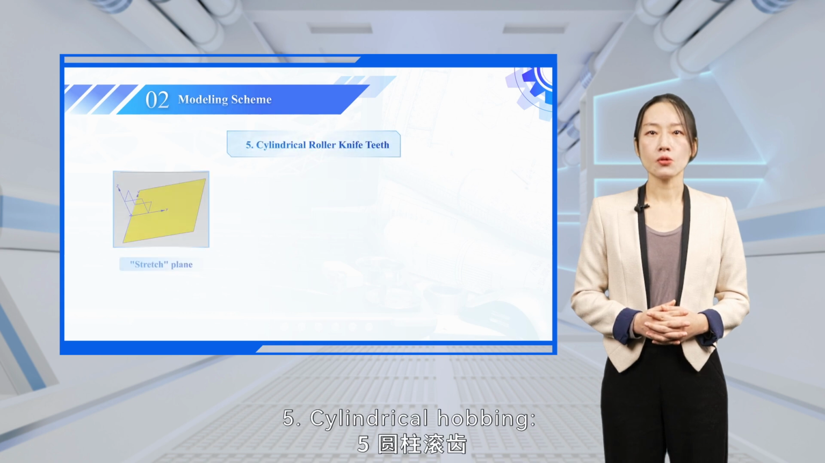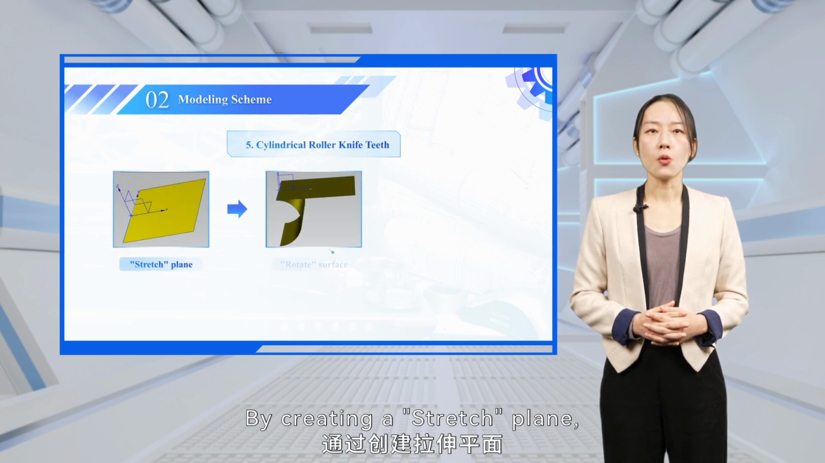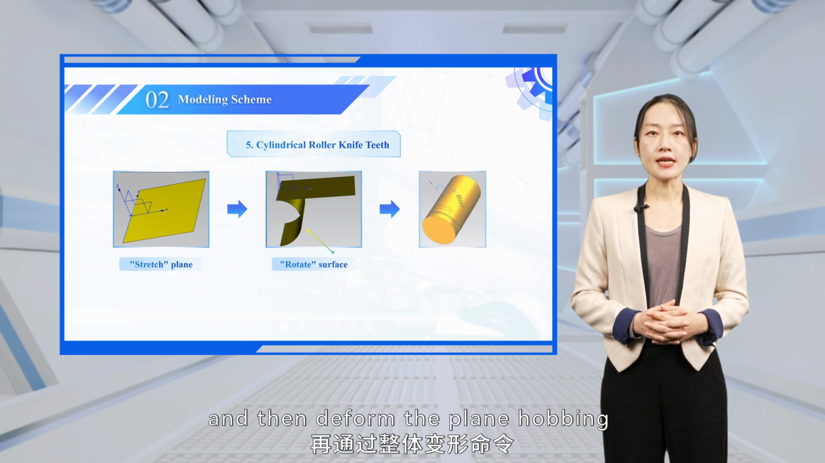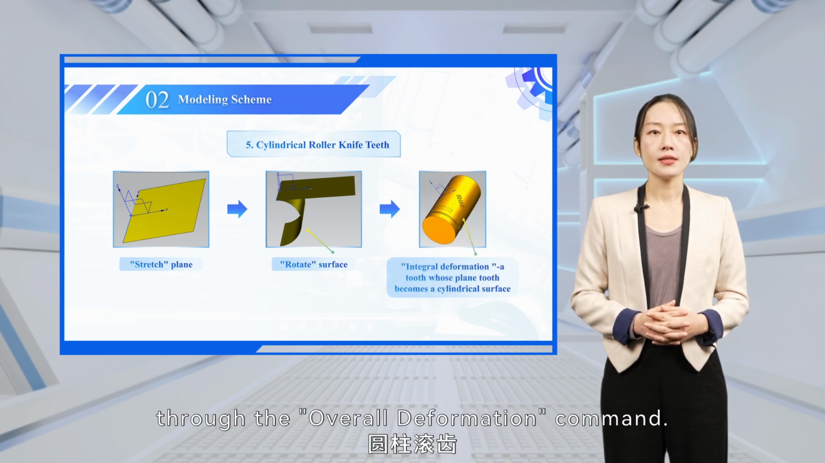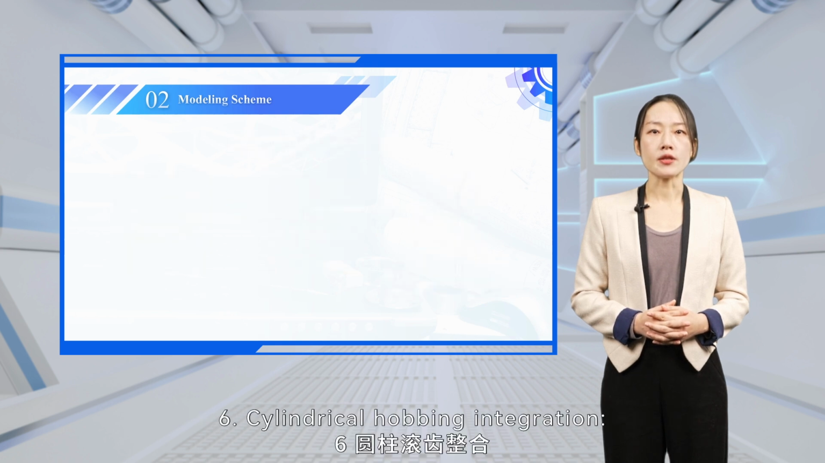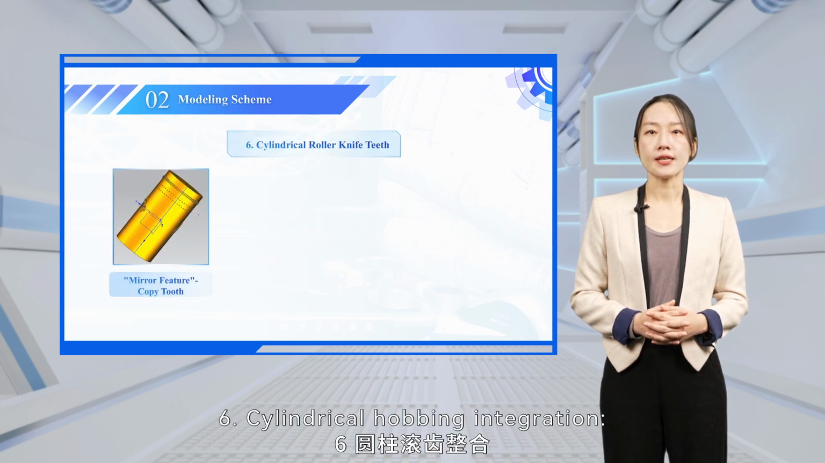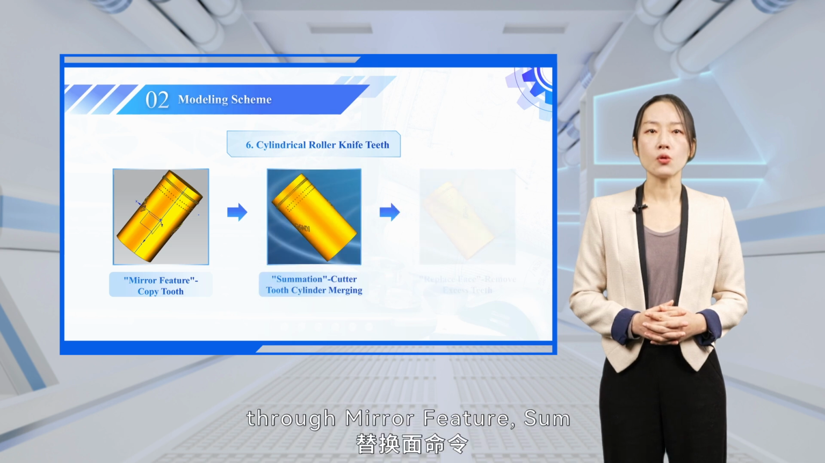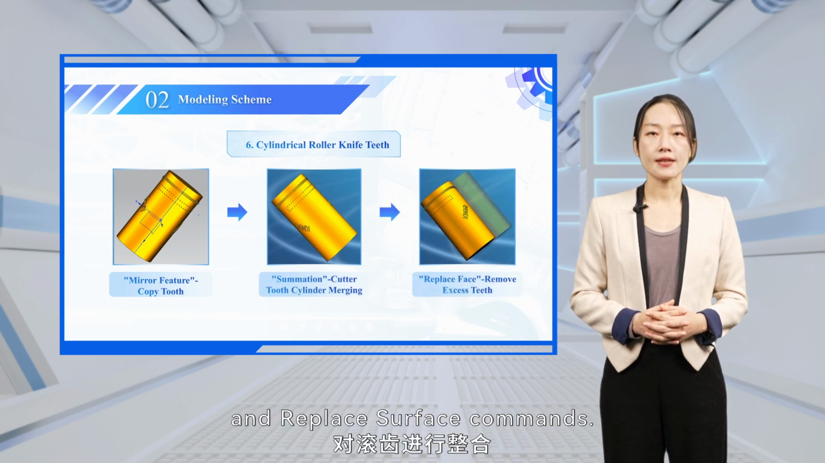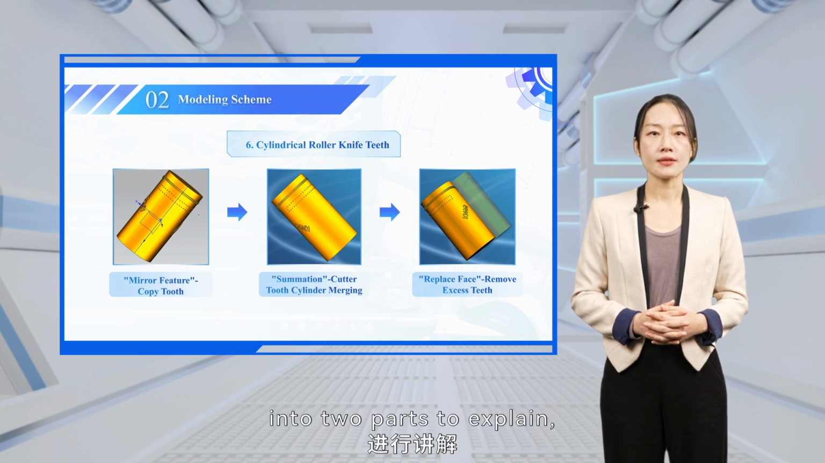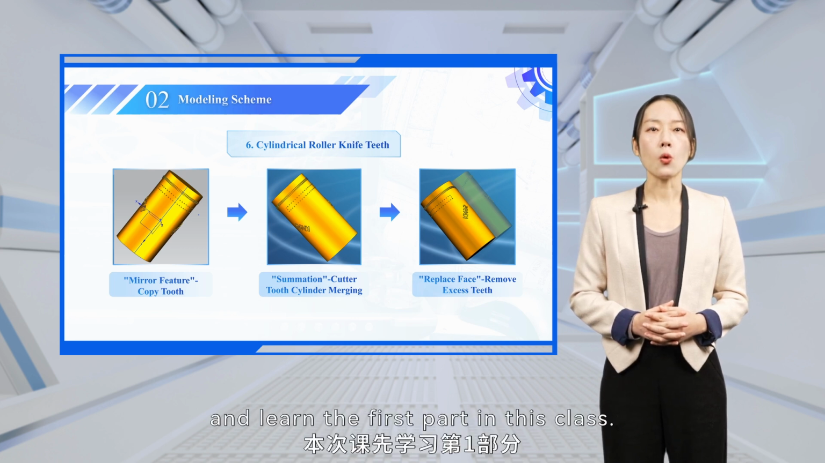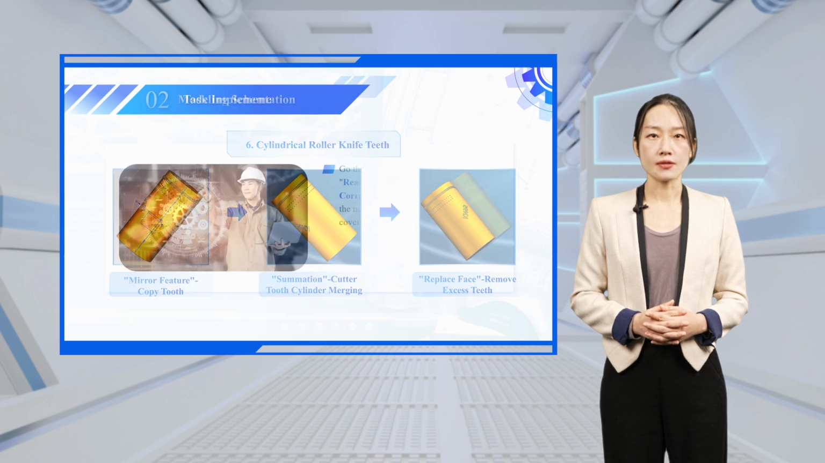5. Cylindrical hobbing. By creating a stretch plane, revolve the surface, and then deform the plane hobbing into cylindrical hobbing through the overall deformation command. 6. Cylindrical hobbing integration. The hobbing is integrated through mirror feature, sum and replace surface commands. We will divide the tooth roller into 2 parts to explain, and learn the first part in this class.